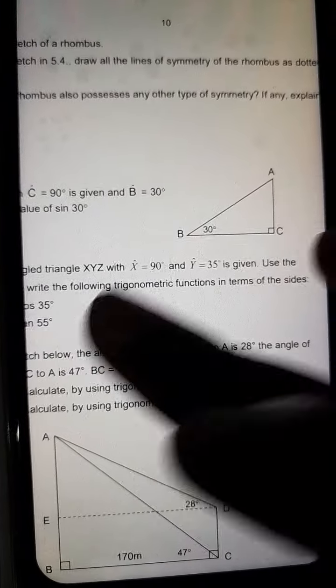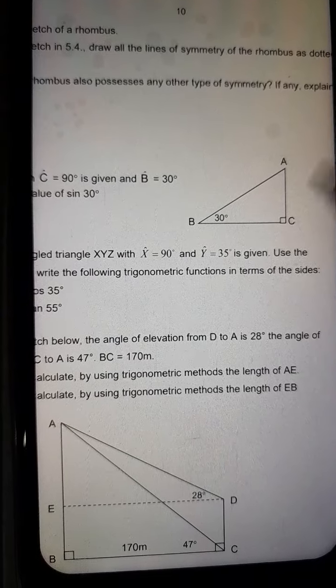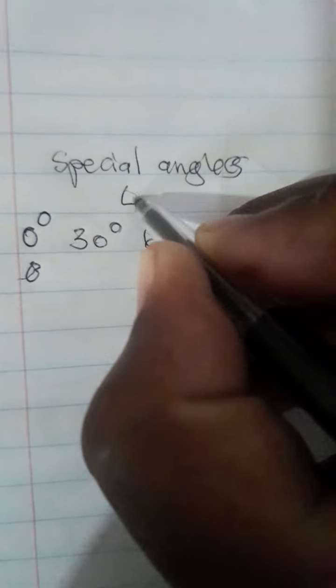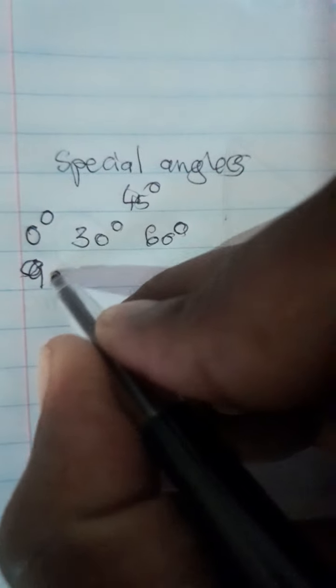We are given a triangle ABC, and we are required to find the value of sine 30. Guys, what is sine 30? This is what I want you to take note of. They are what we call special angles. They are special, so those special angles include 0, 30, 60, also 45, which I forgot here, as well as 90 degrees. Even if you punch them in a calculator, they will just appear.